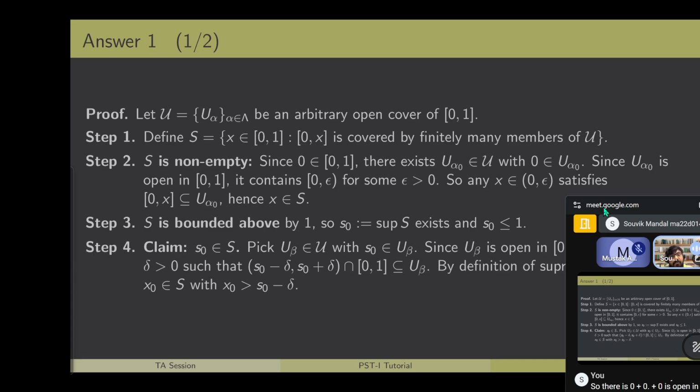For x is bounded, there is no confusion. Now the point is that we are trying to show that s naught belongs to x. That means what? The closed interval 0 comma s naught is covered by finitely many sets.